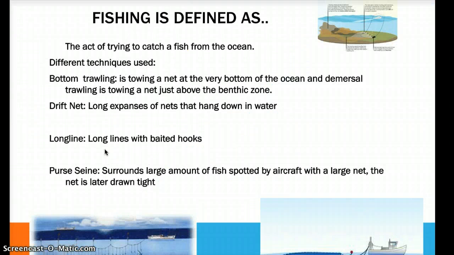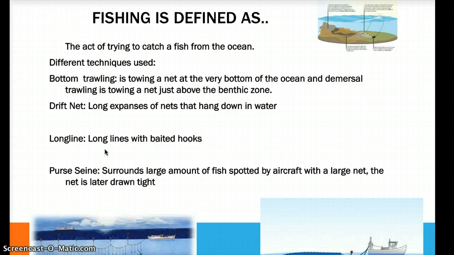So basically, fishing is the act of trying to catch a fish from the ocean, as you all know. And if you didn't know, then you learned that today. Different techniques are used, there's basically four of them: bottom trawling, the drift net, the long line, and the purse seine. These are the basic ones and most used, and they all kind of give you a little clue.